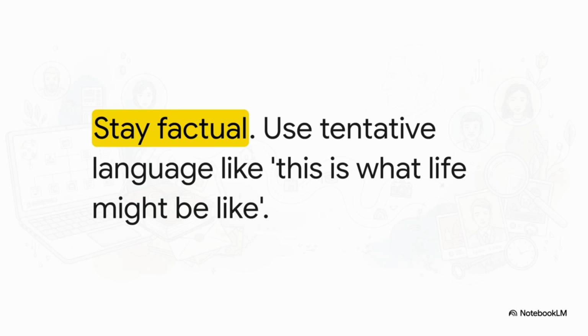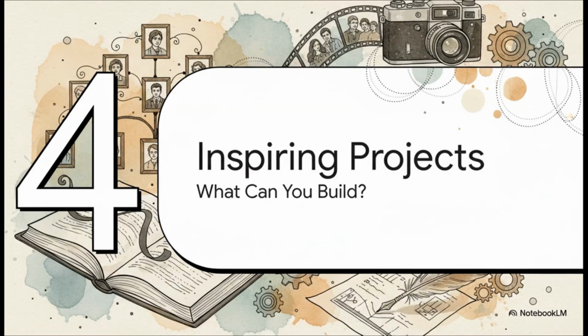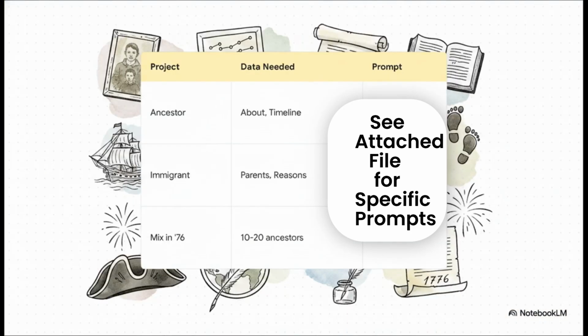Moving right along to Section 4, Inspiring Family Projects. What can you build? Take a look at this table. It shows how easily you can match up your snipped data to specific project formats. For a basic ancestor story, you just paste in their timeline, photos, and obituary. For a Coming to America project, you snip and paste info about their parents and immigration reasons. But check out that last one, In the Mix in 76. I love this. It's a real light bulb moment.